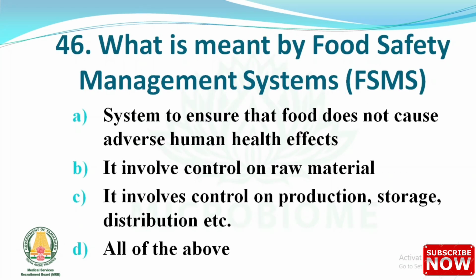And next question, what is meant by food safety management systems? The options, system to ensure that food doesn't cause adverse human health effect. It involves control on raw material. It involves control on production, storage, distribution, all of the above. The right answer, option A, system to ensure that food doesn't cause adverse human health effect.